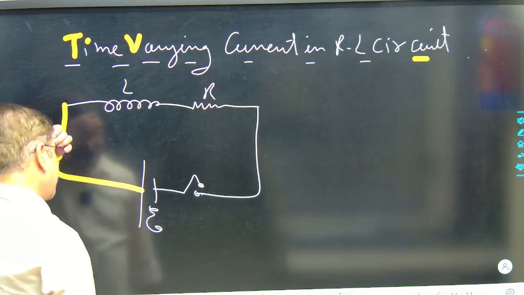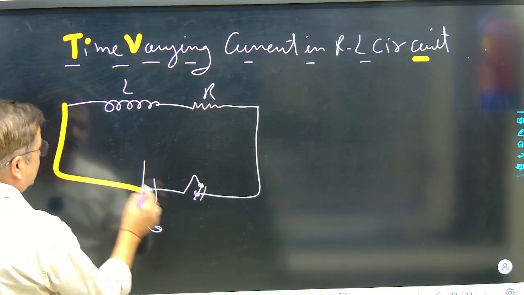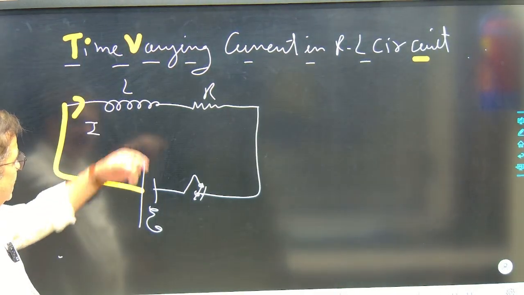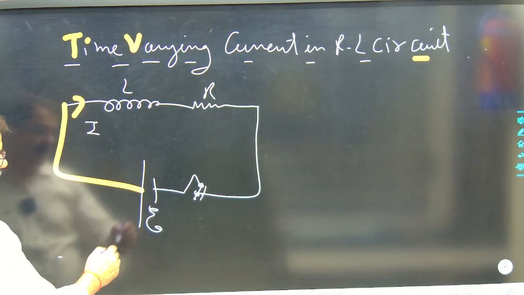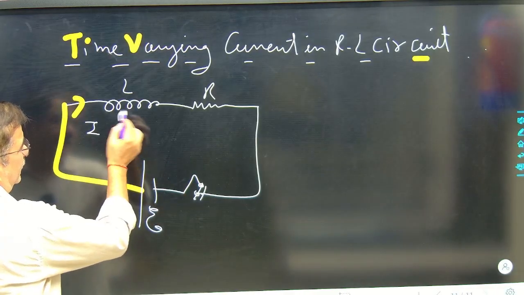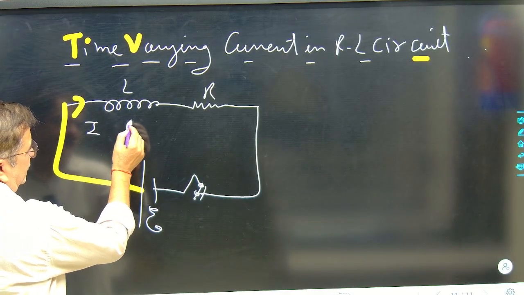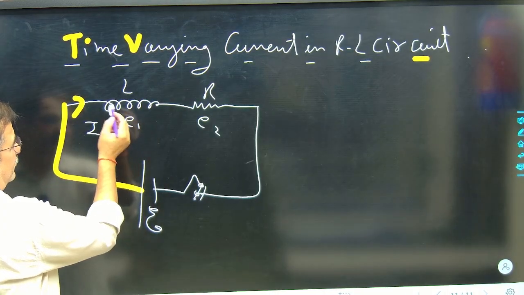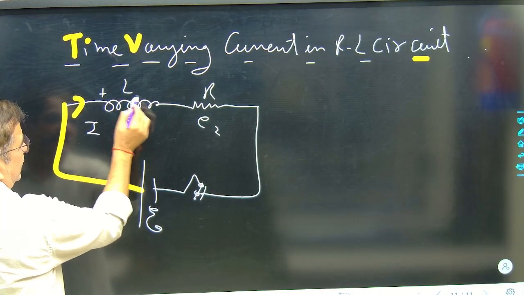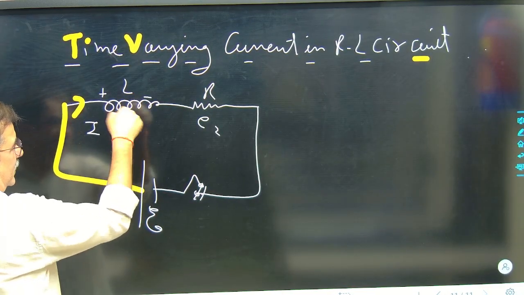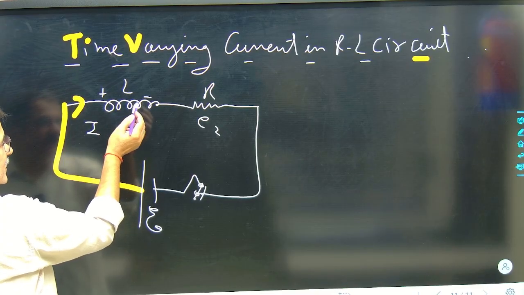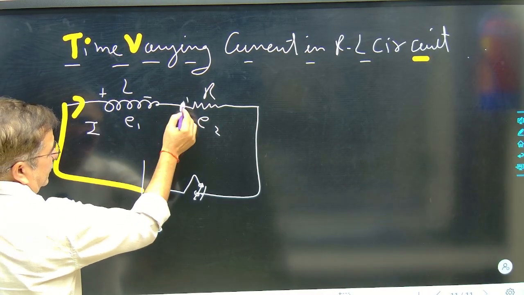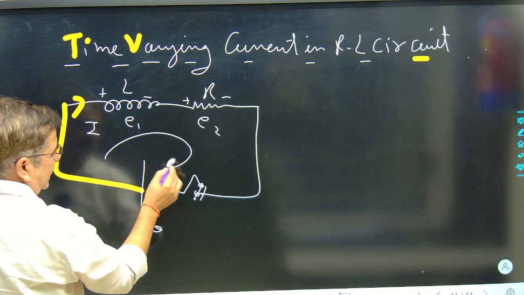If I press the switch here, current I starts flowing in the circuit. Now see the voltage developed across the inductor is E1, and across the resistor it is E2. The polarity is always plus minus, because the back EMF inside the inductor will always oppose the flux change, it will oppose the incoming current. Here also it is plus minus, and I can apply the loop rule.